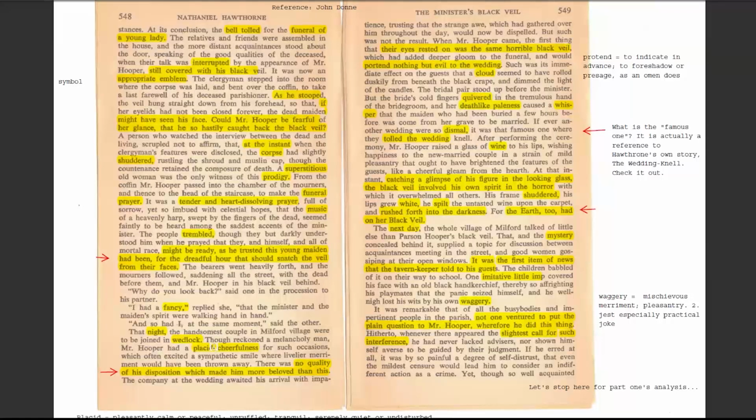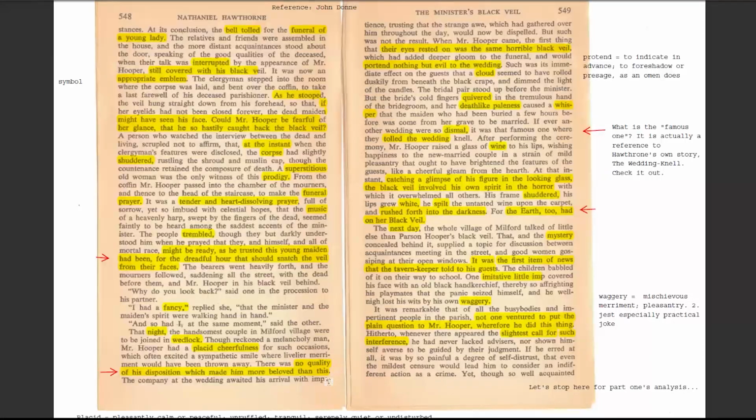So now you had a church service, then a funeral, and now a wedding. Placid cheerfulness, placid, calm, for such occasions. That's what the melancholy man, Mr. Hooper, had, a placid cheerfulness. He wasn't melancholy for weddings. And the people liked that. There was no quality of his disposition which made him more beloved than this, that he could be cheerful. He's not just a minister that preaches fire and brimstone.